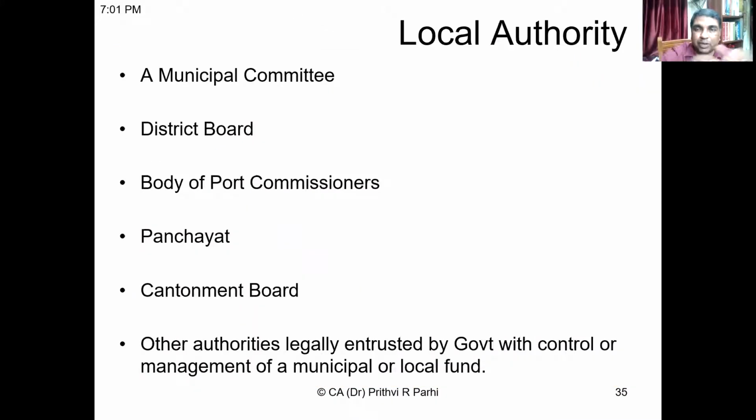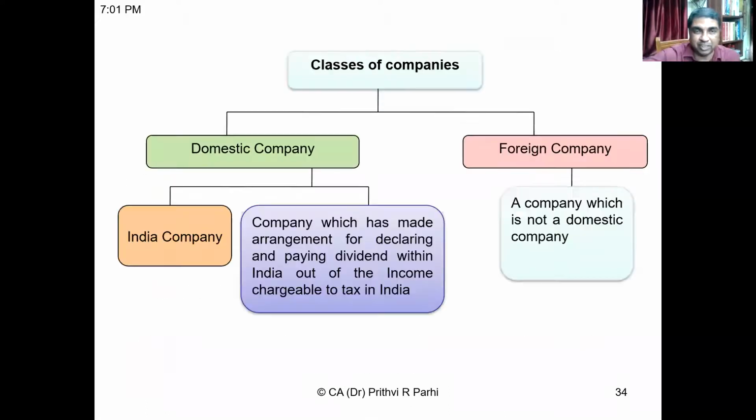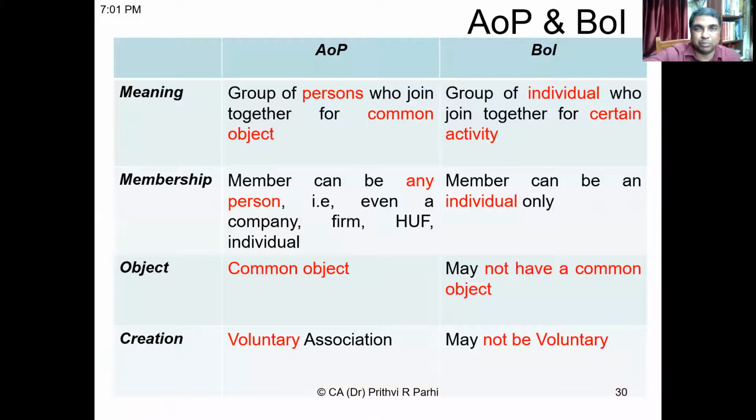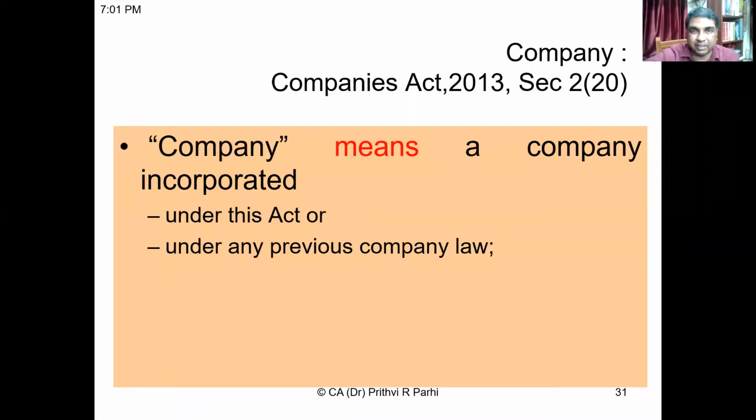Now 2 more categories of persons are there. Local authority, for example, you can take municipal corporation. Company we have not discussed completed. So let us discuss from this point. AOP, BOI was over, right? Yes, sir. So let us start from this part, company.